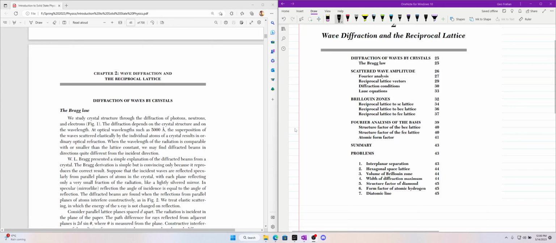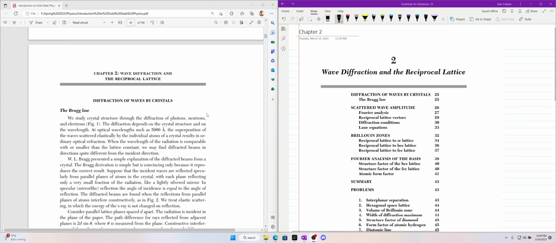All right. Hello, guys, and welcome back to another walkthrough of a chapter of Introduction to Solid-State Physics. Today, we're going to be going over Chapter 2, which is going to detail wave diffraction and the reciprocal lattice.